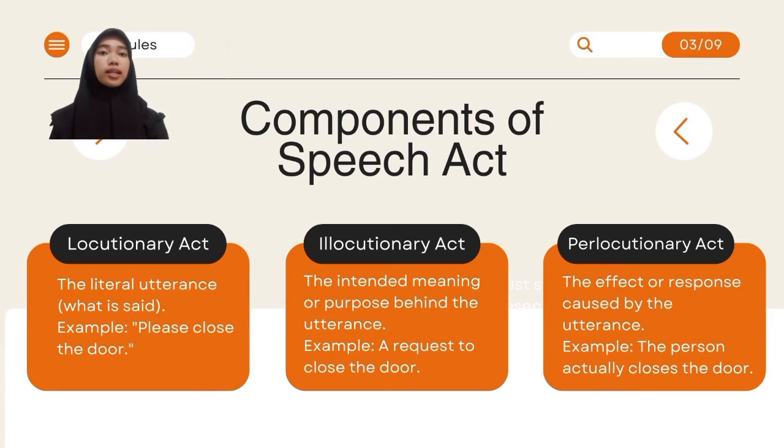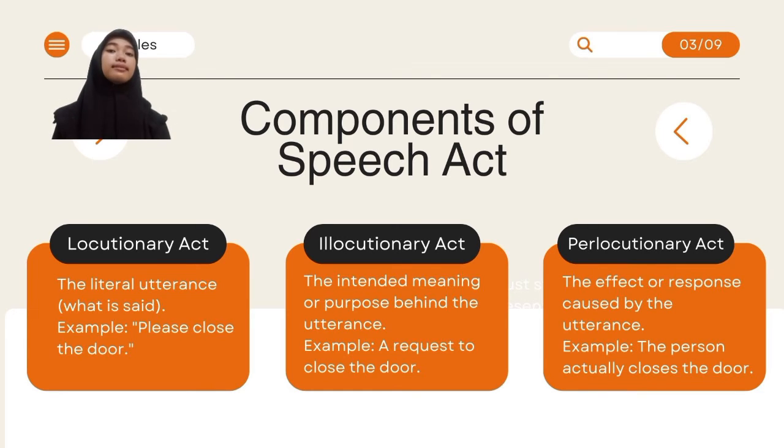Okay, the last one is perlocutionary act, which is the effect or response that the utterance produces in the listener. Okay, continue with the same example. The person I'm speaking to actually gets up and closes the door. That's the perlocutionary act. It represents the impact or result of the utterance, whether intended or unintended.